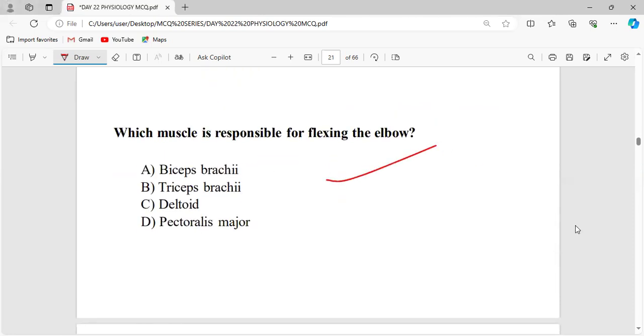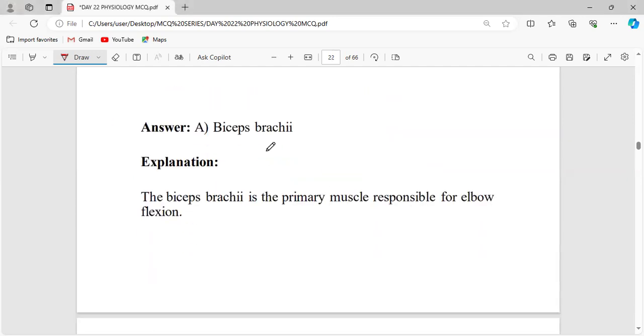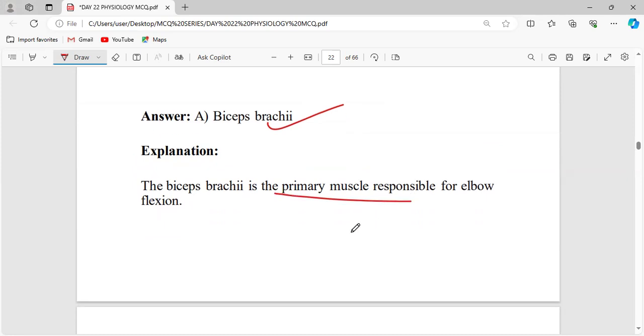Which muscle is responsible for flexing the elbow? See, these are all questions, or rather factual information. I have explained the concept, but if I explain the factual information, we need more time, and we don't have much time now. So by answering these questions, just know the facts. For flexing the elbow, we need the biceps brachii. It is the primary muscle responsible for elbow flexion.